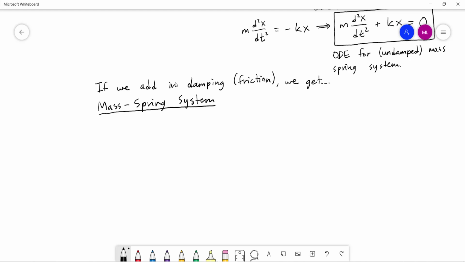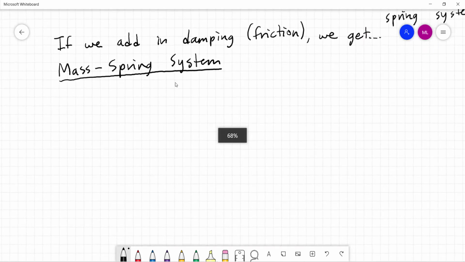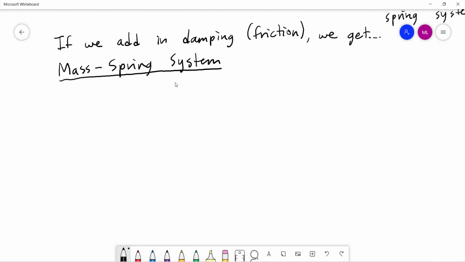And this is the model that I want to focus on primarily. So this mass spring system model, it'll have the terms that we wrote before. So we'll have m times d squared x dt squared. Then we will have that damping term. And I'm going to use the letter beta for the damping coefficient. And it's proportional to the velocity. The friction increases as the velocity increases. And lastly, we have that restoring force of the spring, so we have our plus kx term.